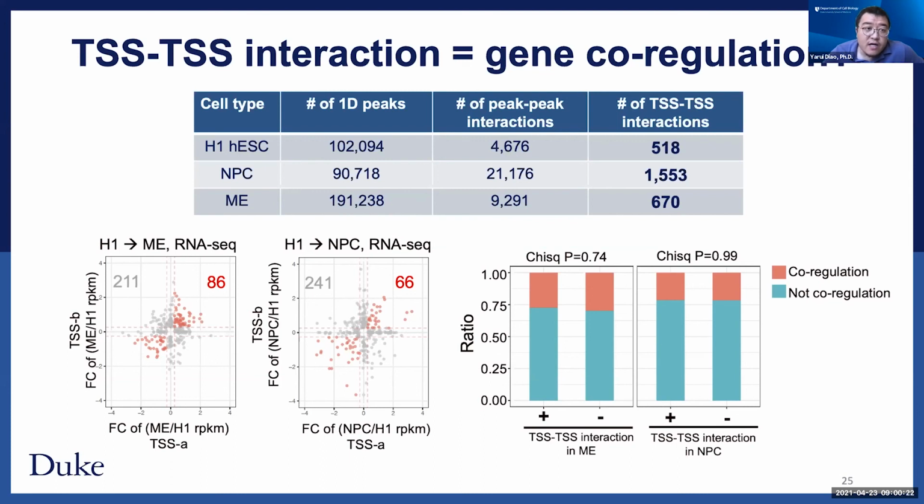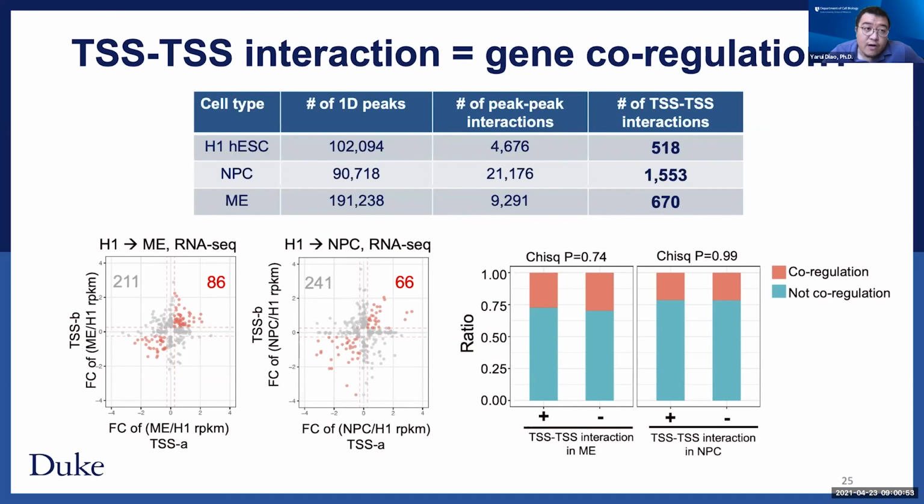So we got RNA-seq data from H1, mesoendoderm, and NPC, and we look at the gene expression pattern changes of the 518 gene pairs that we identified from H1 human ESC. And we noticed that some of the gene pairs are co-regulated. They are both upregulated or both downregulated, but some of the genes are not co-regulated, which means one gene might be upregulated during differentiation, but another gene becomes downregulated.